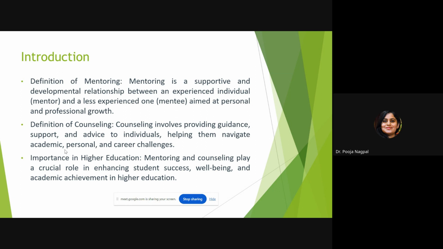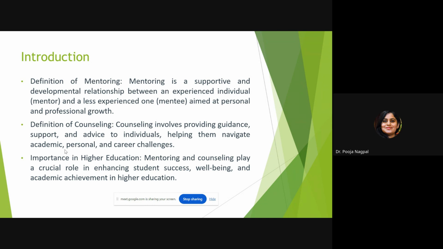So, what is the definition of counseling? Counseling involves providing guidance, support, and advice to individuals, helping them navigate academic, personal, and career challenges, basically. As we go through more of the slides, we will come to know the difference between mentoring and counseling. But now I'm presenting in reference to both of the terms, mentoring and counseling.